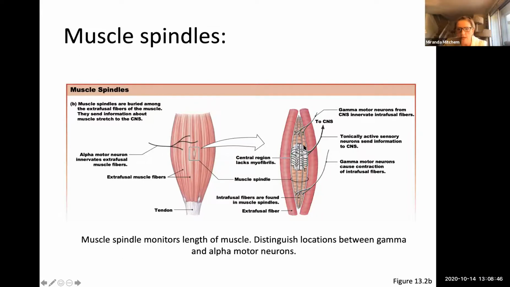So we've got what's called the gamma nerve that is associated with the muscle spindles. And these are constantly sending information into the central nervous system so that the body is able to know where it is and know when the muscle is being stretched. All right, so we've got the gamma motor neuron that comes into the muscle spindle.